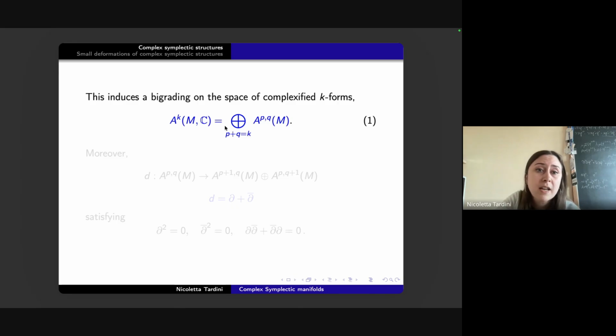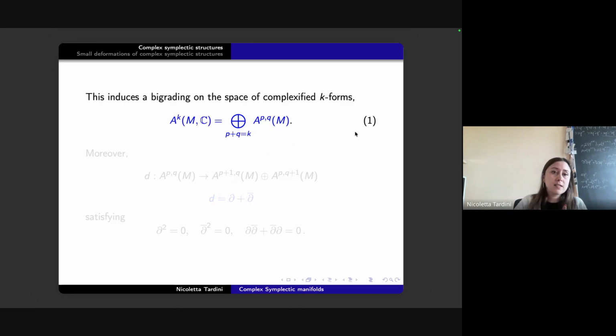So what you have is that on a complex manifold, if you take the space of complex valued differential forms of degree k, then we have a decomposition into the spaces of (p,q) forms, where p plus q is equal to k, which gives the total degree, okay? So we have a natural bigrading on the space of forms that is induced by the complex structure, okay? So you change the complex structure and this bigrading is changing, okay?